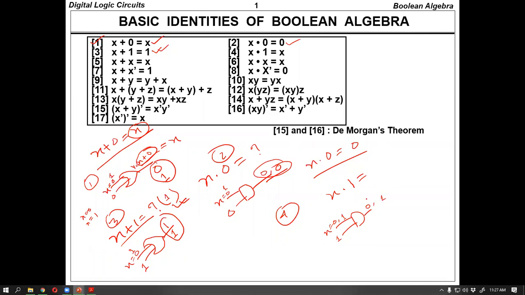This also depends on your x. If x is equal to 0, output 0. X is equal to 1, output 1. So now our output is x. X dot 1 is equal to x. Okay, clear? This is your fourth formula. Okay, clear? Okay. Now our fifth formula.